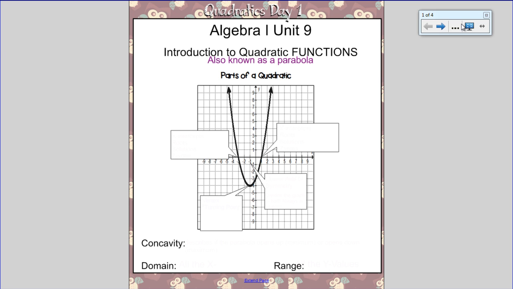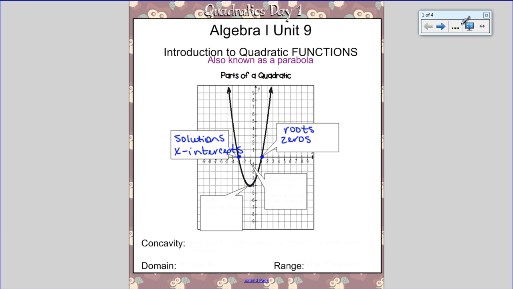And there are parts of the parabola, or parts of a quadratic, we need to learn. So we're going to do vocab first. These points right here, where your parabola crosses the x-axis, have several different names. Sometimes they're called roots. Sometimes they're called zeros. Sometimes they're called solutions. And sometimes they're called x-intercepts. They all mean the same thing. They all refer to the same part of the quadratic graph, but they're used interchangeably.